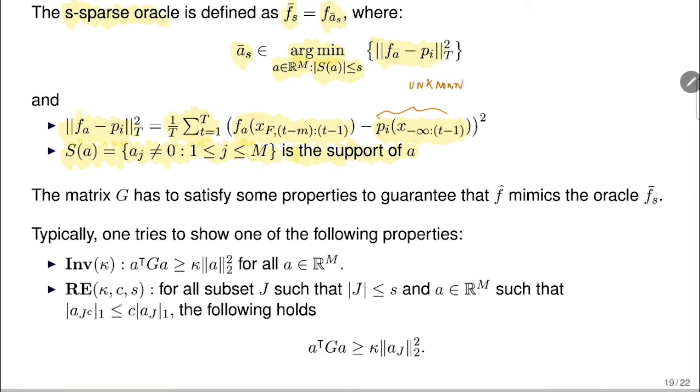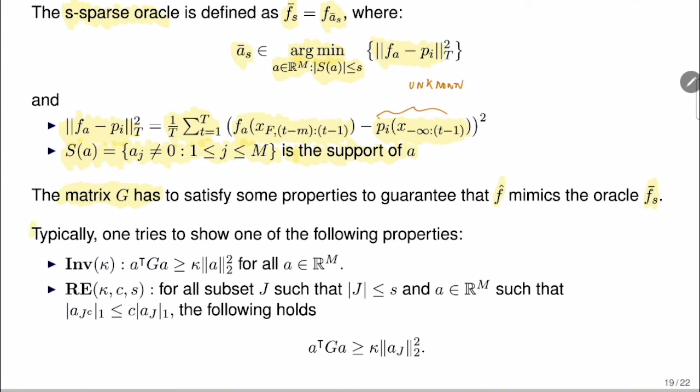Okay, so we would need additional information in order to compute f bar S. And the S-sparse oracle we may interpret as the best we can do in terms of L2 distance if we are allowed to use at most S non-null coefficients. So with this definition, one might ask under which conditions the f hat, the lasso estimator, performs as well as the oracle f bar S. And this depends essentially on some properties of the Gram matrix G.